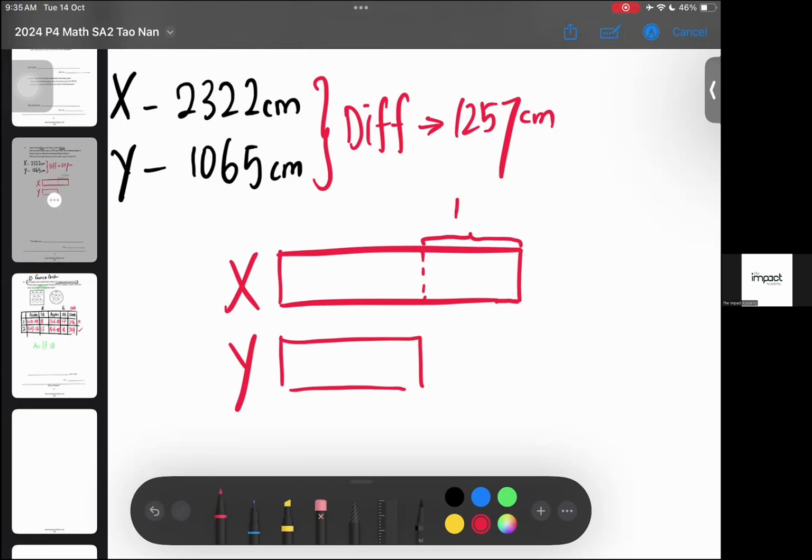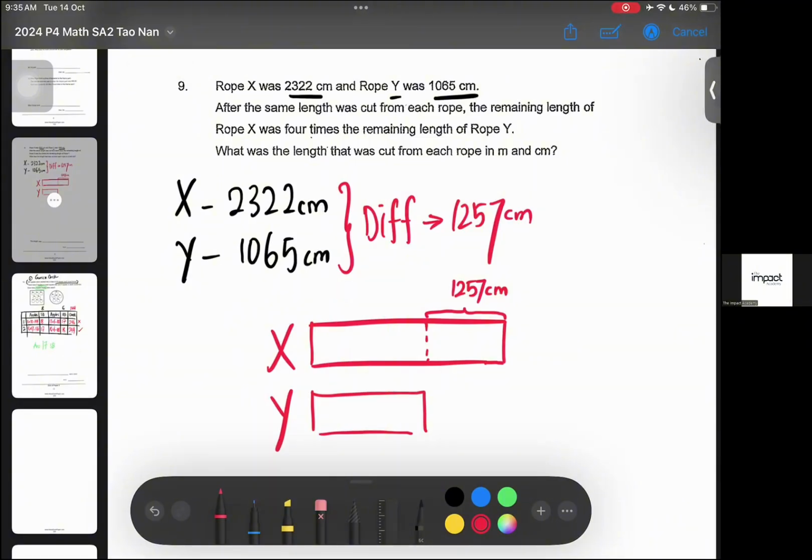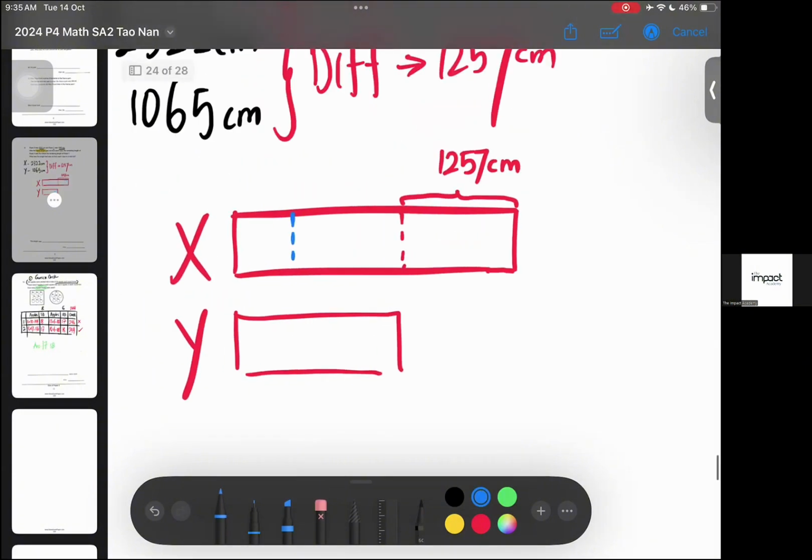Now, once we have 1257 nicely written down over here, I can move on to the next sentence. The next sentence says, after the keyword is same. So if I were to cut the same, how should I show it in my model? Should I go and chop here? No, it doesn't look the same. You agree or disagree? I think it will be better if you remove from the same part in the model. Like this.